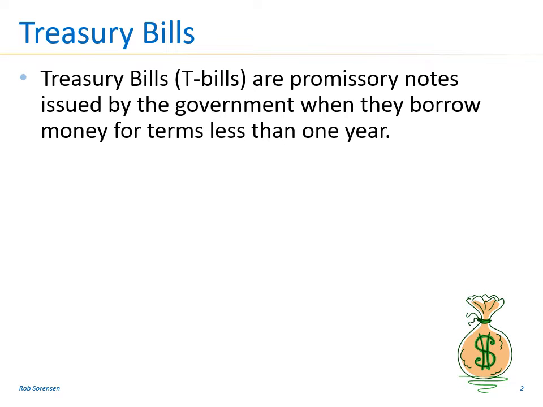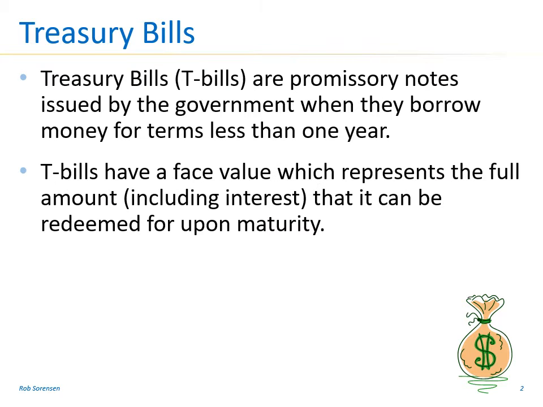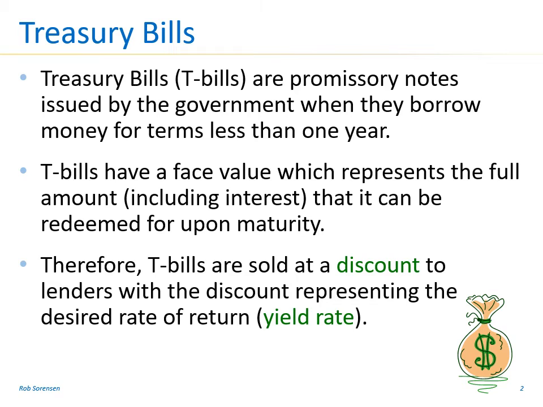Let's have a look at Treasury bills, or T-bills. You might have heard that word before. They're essentially promissory notes issued by the government when they want to borrow money for short periods of time. They have a face value on them, and that represents the full amount, including interest. So that's already been done. It's like our step one has already been done for us. It's what you're going to get back in the future if you buy this contract from the government. So really, T-bills are just sold at a discount, often to big banks or financial institutions. And the discount represents a desired rate of return or yield rate.